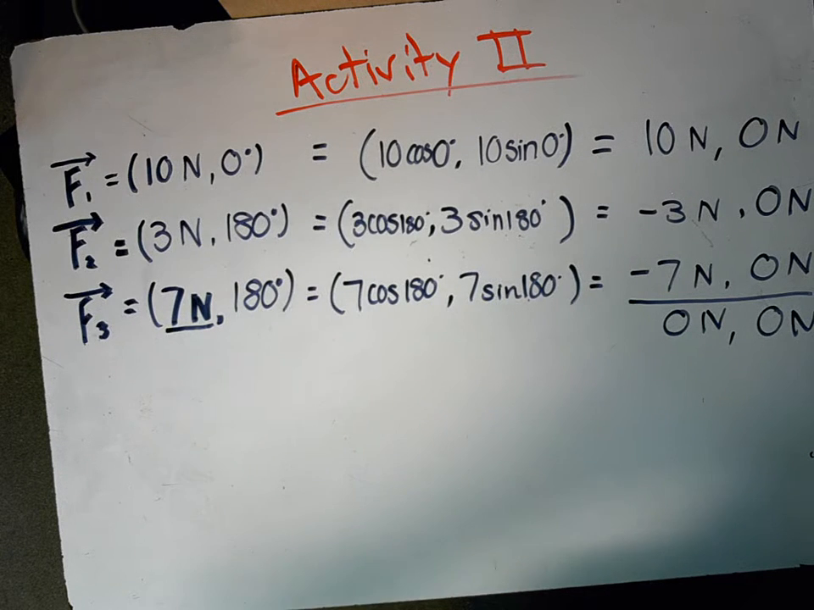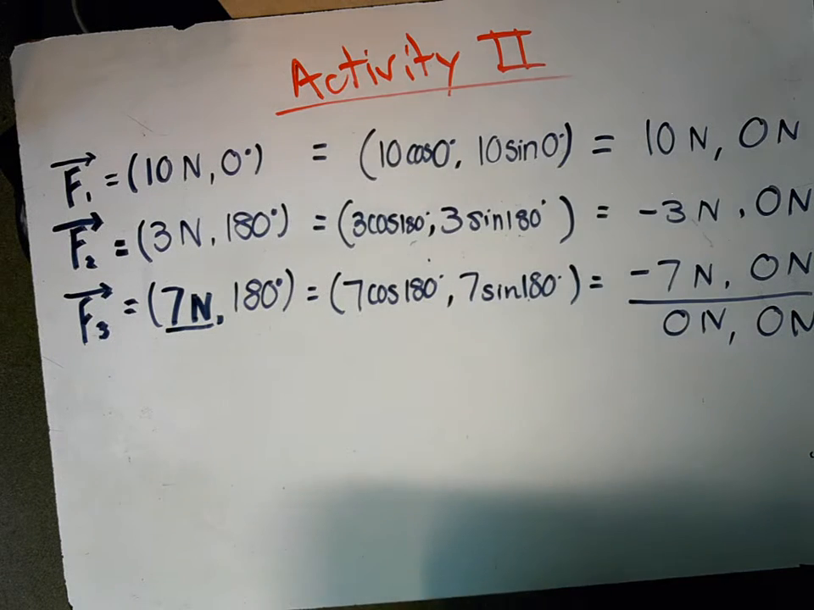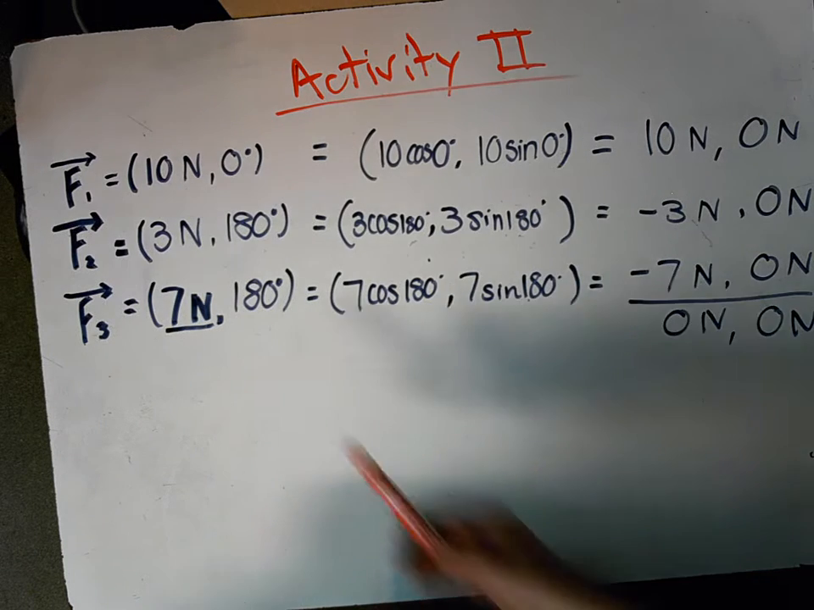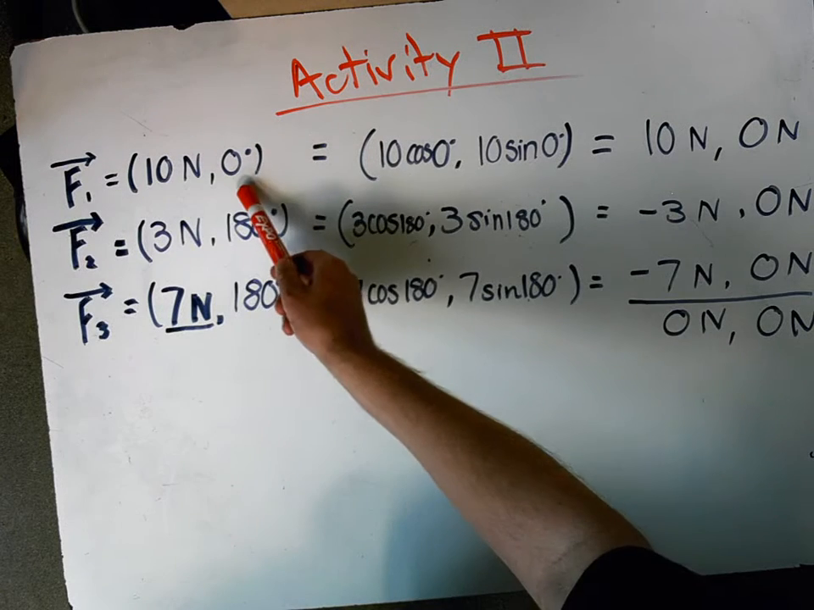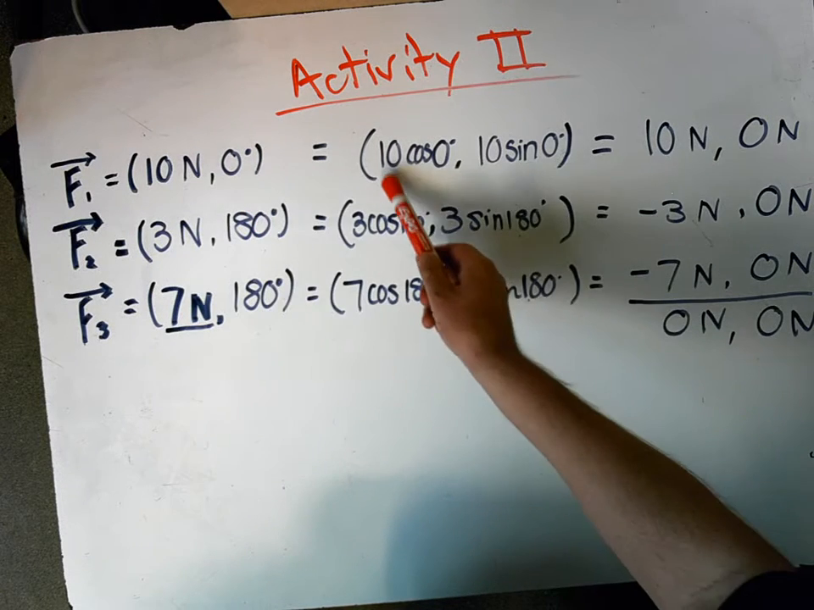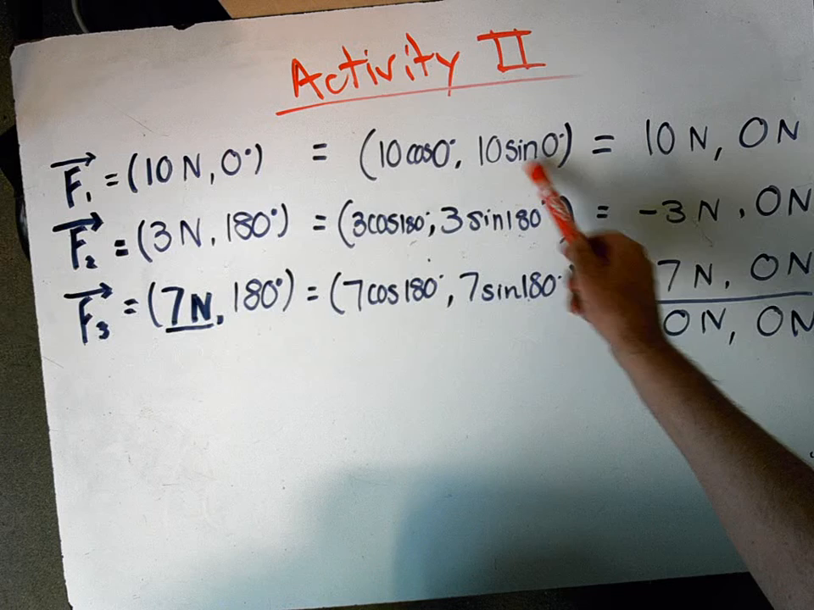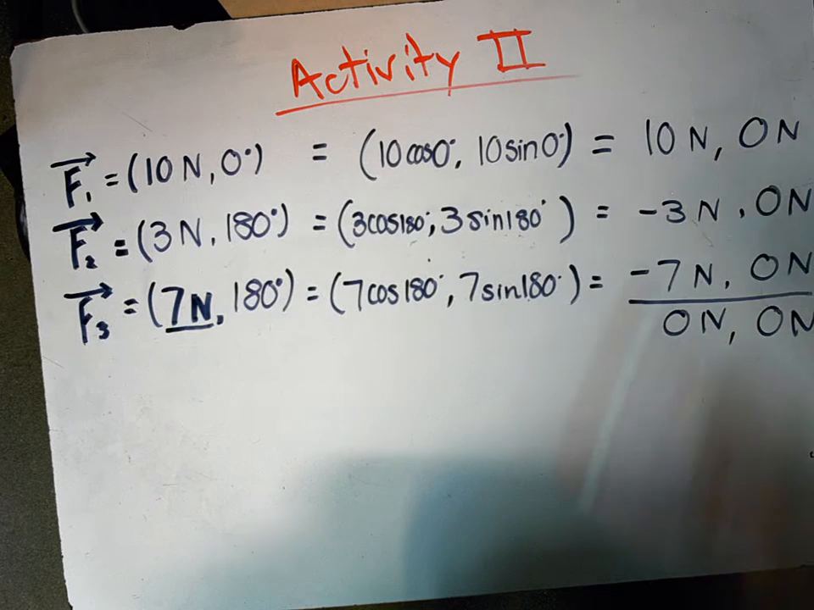Okay? There's a pattern here. It's very obvious and very simple. But it makes sense. And it's very profound. So, 10 newtons at 0 degrees. Well, that's 10 newtons cosine 0, 10 newtons sine 0. You get 10 newtons, 0 newtons.